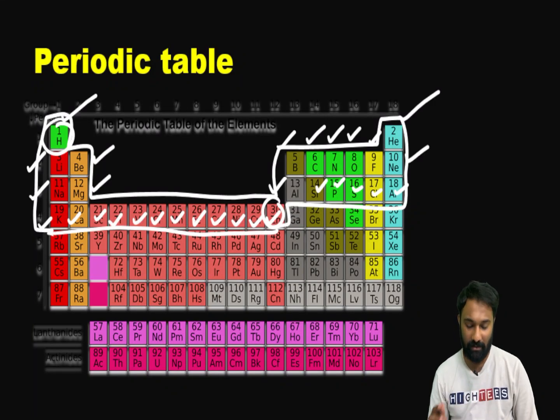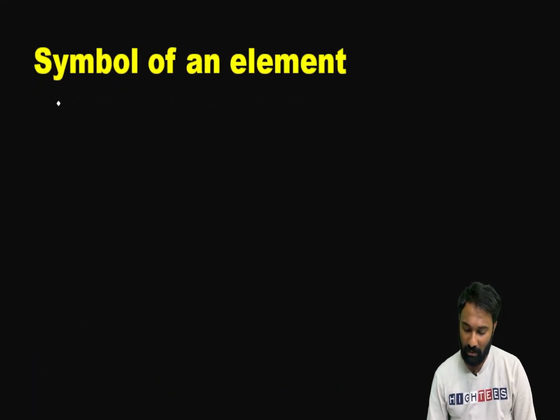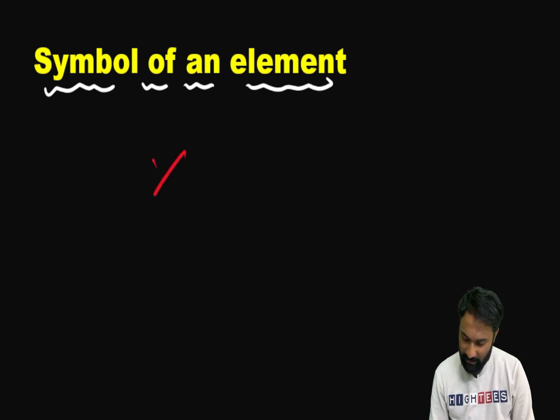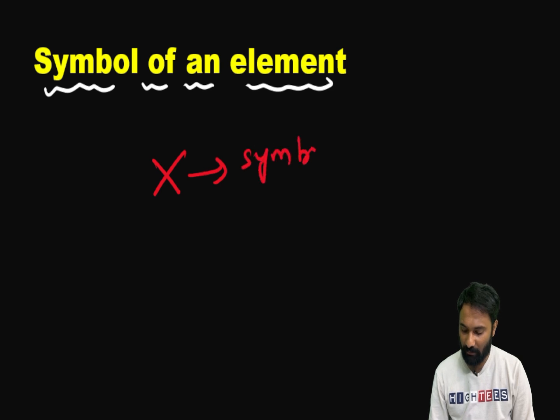Clear? Done. Now we go to another topic, the symbol of an element. How do we represent the symbol of an element? If they have given the element, by seeing that representation we can say how to represent any element. The basic representation of an element will be X. What is the meaning of X? X is the symbol of an element.